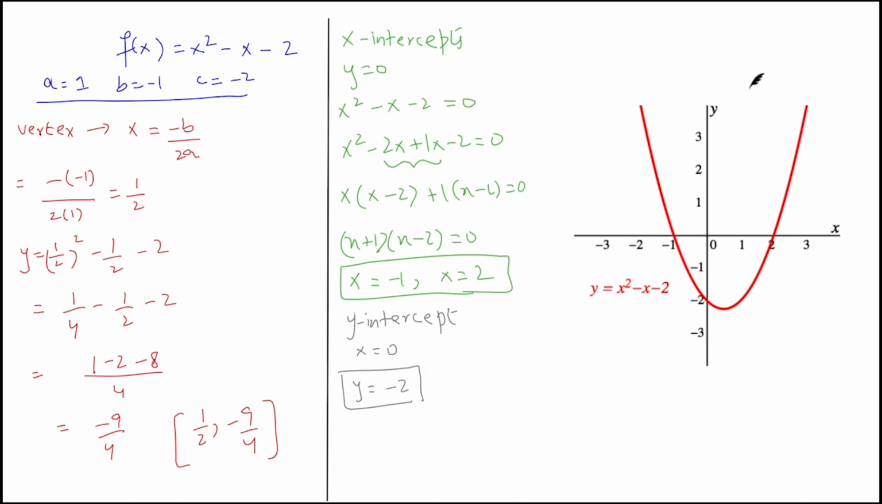So let's begin. It's a U-shaped graph because a is greater than 0. The second step is the vertex, which is 1 by 2 and minus 9 by 4. Look at this. The vertex is at this point. This is our line of symmetry, x equals minus b over 2a, which is at 1 comma 2, and this is minus 2.25 or minus 9 by 4. This point is basically 1 by 2 and minus 9 by 4, because this is our vertex. This is our minimum point. Then have a look at the x-intercepts. We have x equals minus 1 and x equals 2. This is what we found out. And lastly, the y-intercept, which is y equals minus 2.